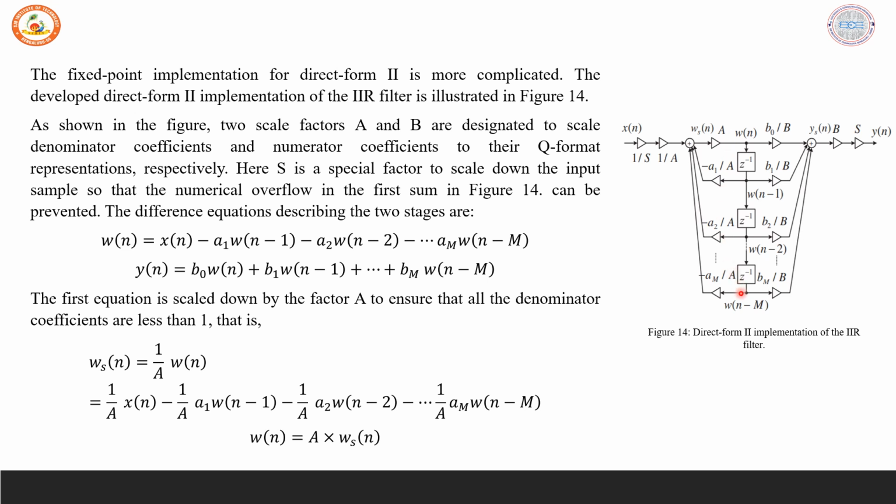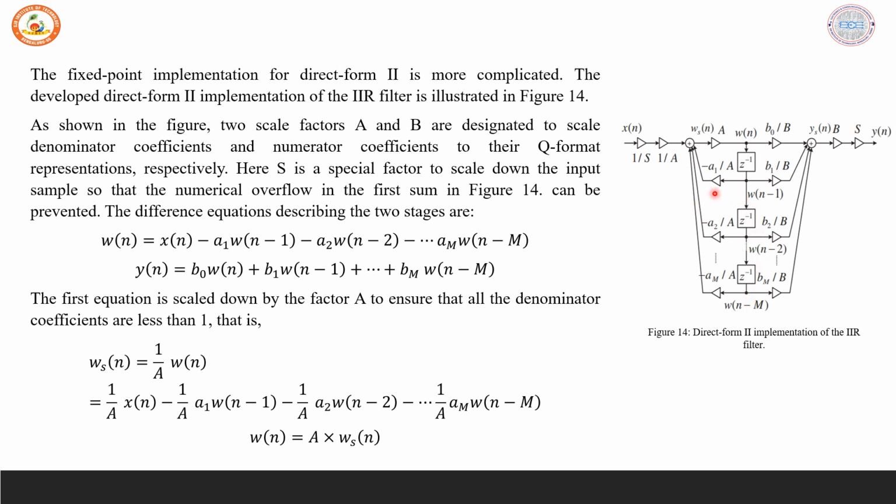In direct form 2, we realize that the delay elements will always be in the center and it is shared both for the numerator and denominator coefficients. The input is defined as x of n, the output is y of n. The intermediate value is called w of n. From w of n, we can generate w of n minus 1, w of n minus 2 and so on up to w of n minus m by passing it through respective delay elements.